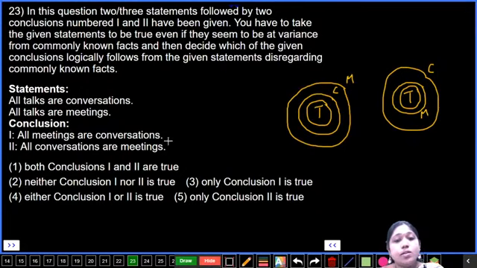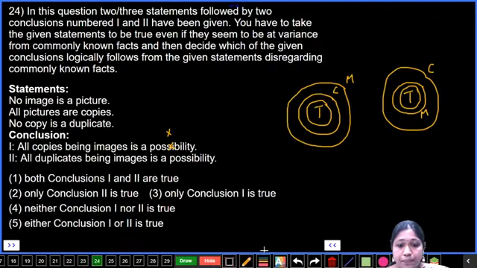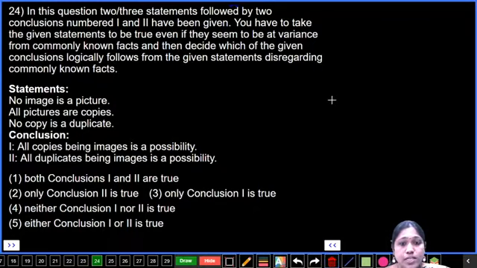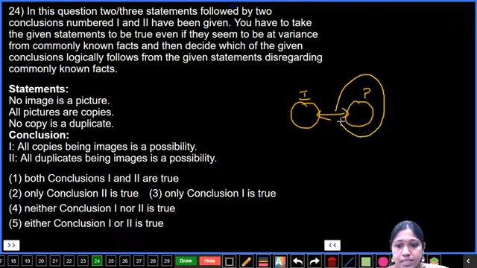So see the conclusions. All the meetings are conversations. It should satisfy in both the pictures. This is not satisfying both the pictures, so first one is false. All the conversations are meetings. This conclusion should also satisfy both the pictures, which is false. So neither of them is true. Option number 2. The next question is: no image is a picture. All the pictures are copies. No copy is a duplicate.